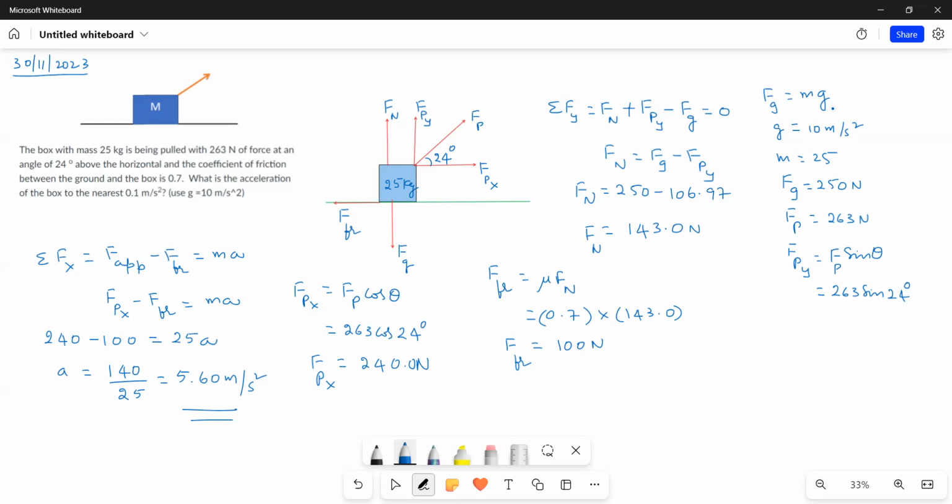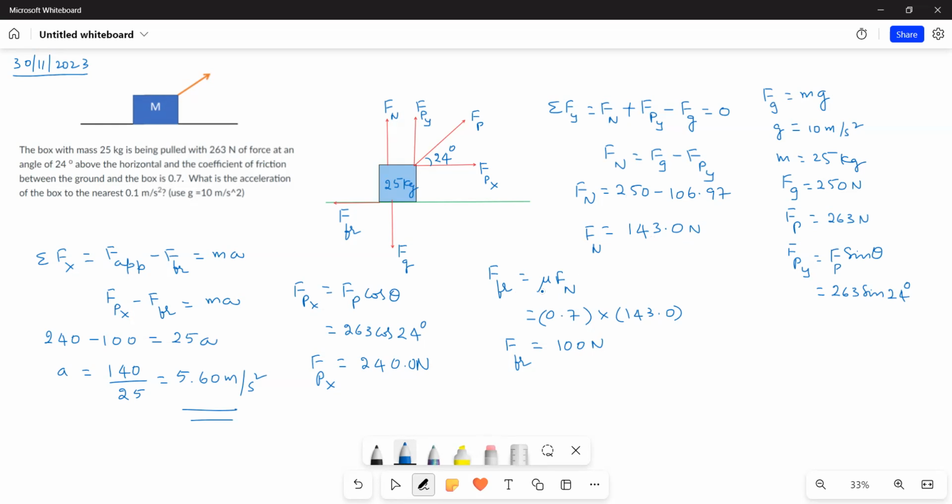We know Fg is equal to mg, g is equal to 10, and m is equal to 25 kilograms, and therefore Fg is equal to 250 newtons. Now, Fpy. Fp is equal to 263 newtons, and Fpy is equal to Fp sine theta, because this is the opposite side to the angle. That is why we have to take the sine component. So Fpy is equal to 106.97 newtons. 250 minus 106.97 is equal to 143 newtons.